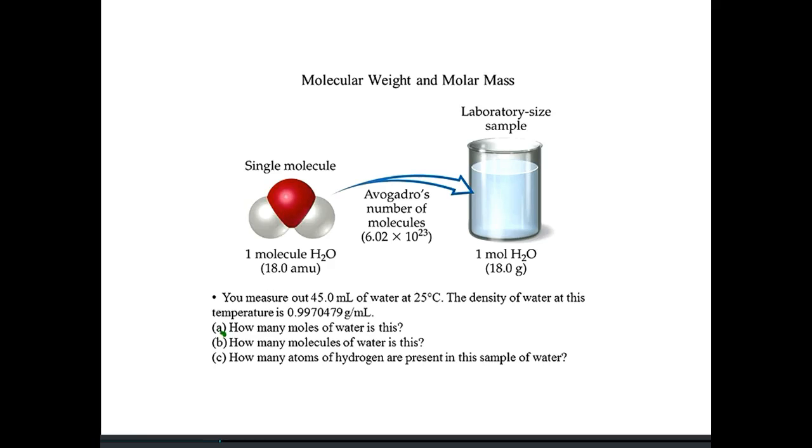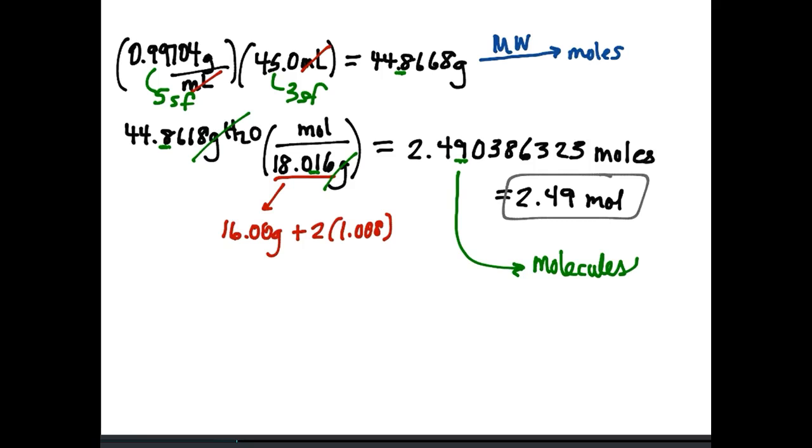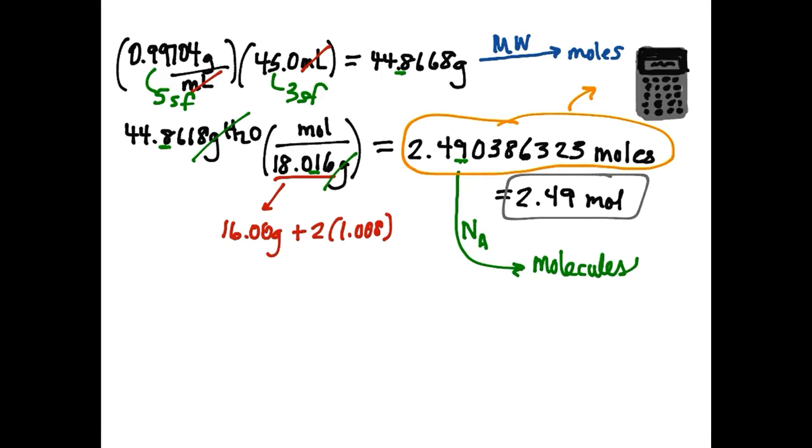Part B, we're going to use our answer to part A to solve part B. How many molecules of water is this? So we're going to start with the answer, the unrounded number that we had up here. To get from moles to molecules, we use Avogadro's number, which is abbreviated capital N subscript A. Avogadro's number is on your sheet.